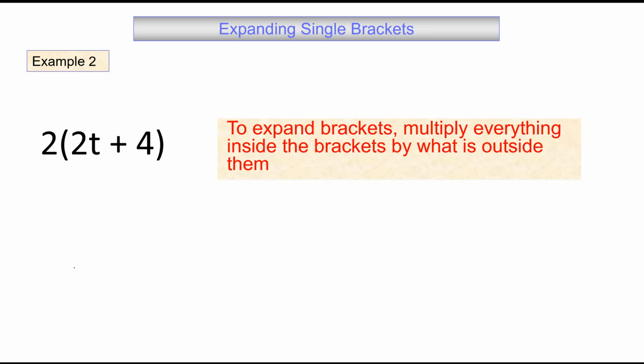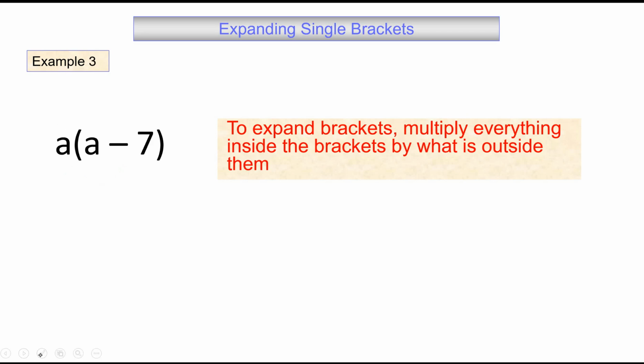Second example, so again, we need to multiply this 2t by the 2 that's outside the bracket. So first of all, we're going to multiply those two. What's 2 times 2t? That would be 4t. And then we multiply 2 times plus 4, which is going to give us a positive. 2 times 4 is 8. So expanding that, we get 4t plus 8.